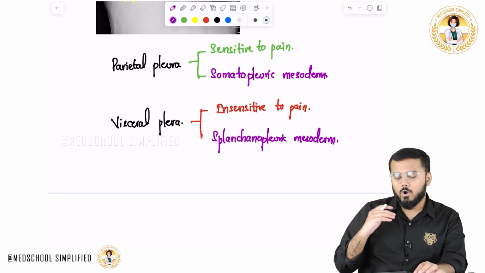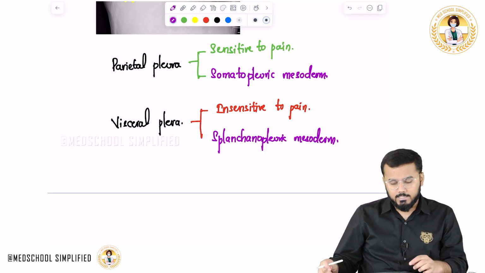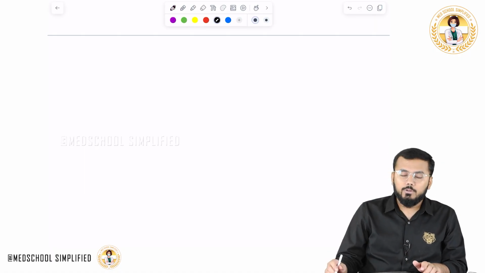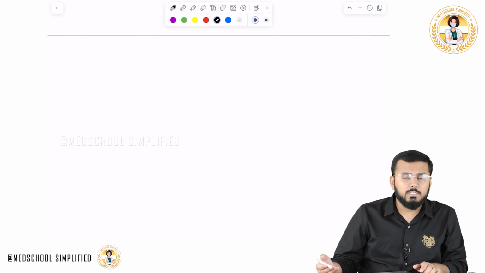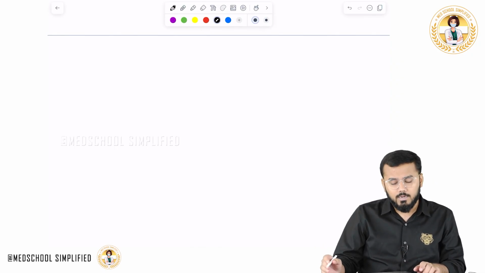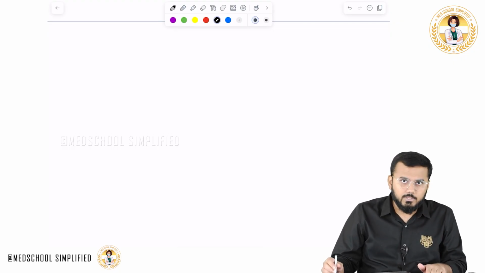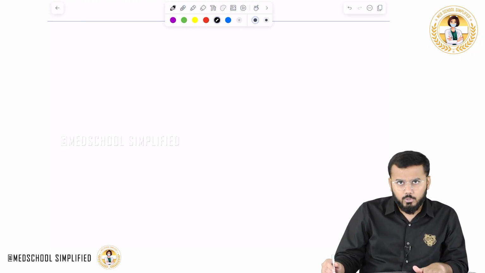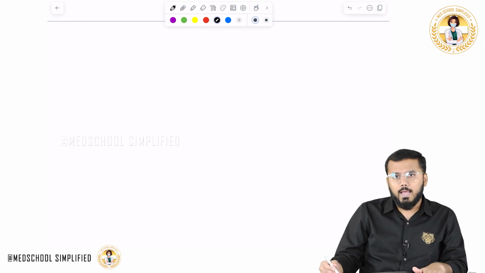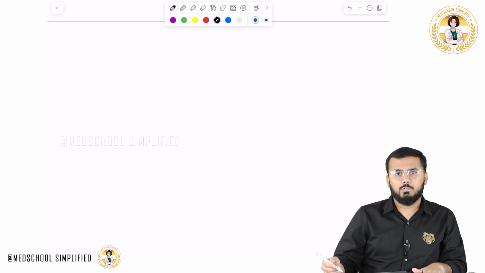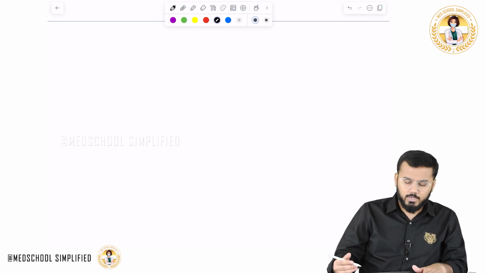Now apart from this, what are the additional clinical points that I can discuss here? There are two important clinical points, very important in respiratory medicine when you study future subjects in surgery as well as medicine. This is pneumothorax. There are two important types: spontaneous pneumothorax and traumatic pneumothorax. We shall look into that.